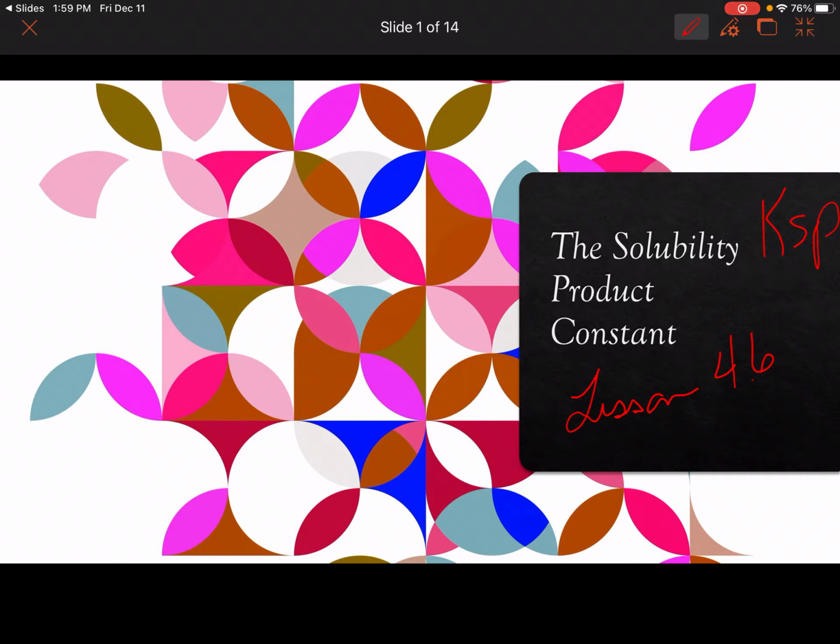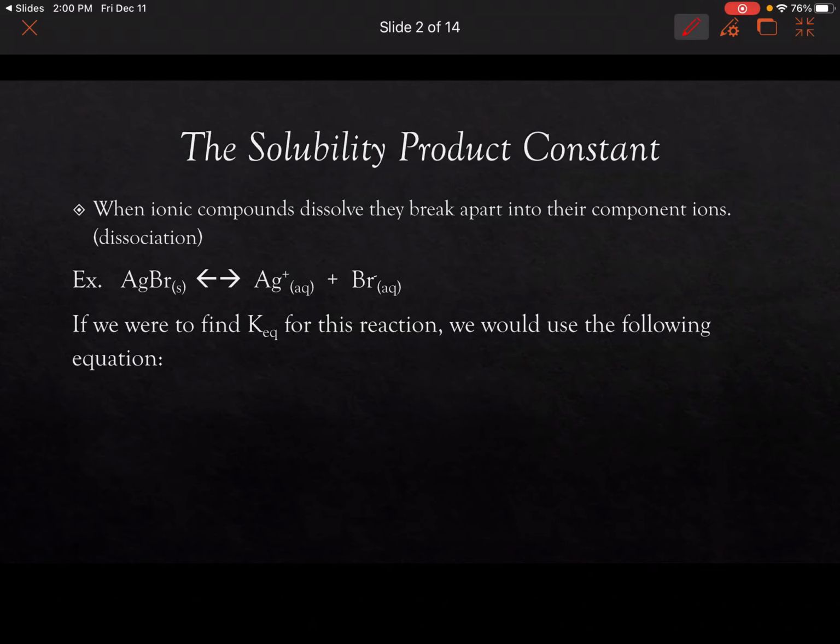So we've had lots of Ks, right? We've actually not had too many yet, but in our next unit we'll have some more. But in this one we've had KEQ, we've had K in terms of our rate laws. Now we're talking about KSP, so the solubility product constant.